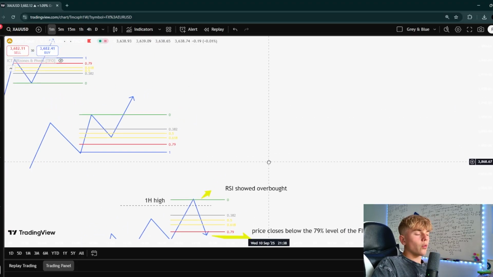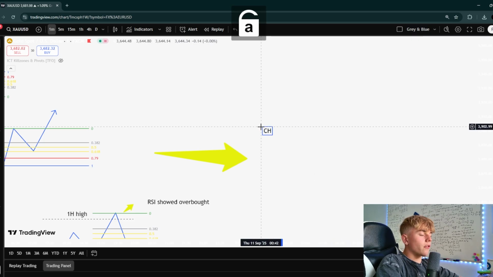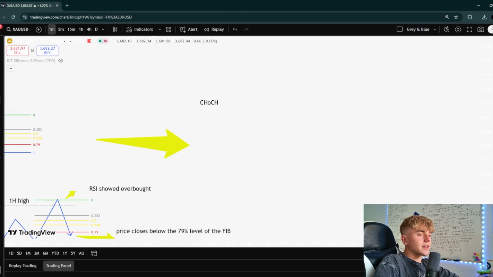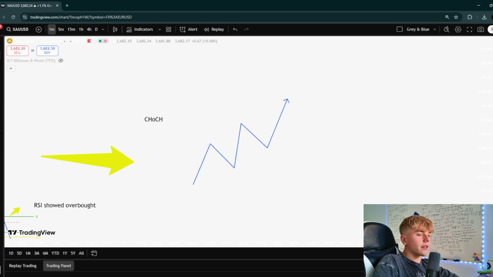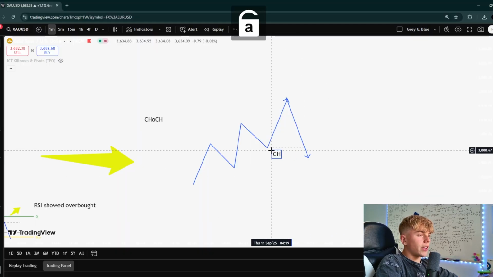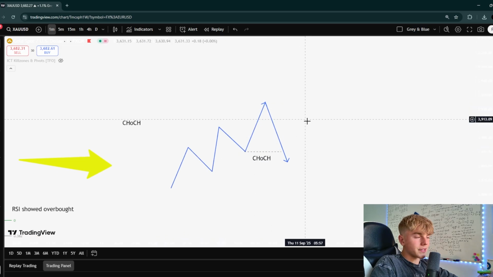So to support this, we can use our next confluence, which is called a change of character. So a change of character is very simply when price is trending in one direction, and we create stuff like higher highs and higher lows, which is very basic market structure. So we have a high, we have a low, we have a higher high, a higher low, and a higher high. But all of a sudden, if price was to come down and break a previous higher low, like so, this area would now become a change of character.